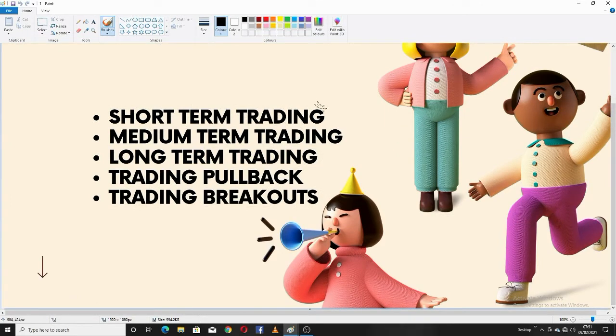Basically, we will be looking at short-term trading, also known as day trading, and then we'll also look at medium-term trading, also known as swing trading, and then we'll go on to look at long-term trading, also known as position trading, and then we'll look at a few strategies. But don't go to the market and start trading these strategies, because I will just be doing a little summary on these strategies. So let's continue.